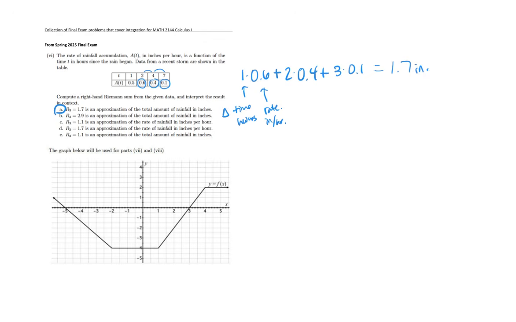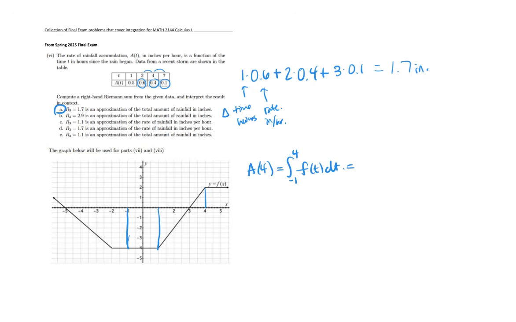Okay, this graph is used for parts 6 and 7. Oh, this might be tricky. So on the other side, it asks for the value of A of 4. So to compute, let's see. So that would be from here to 4. So I need to just compute that area using geometry.